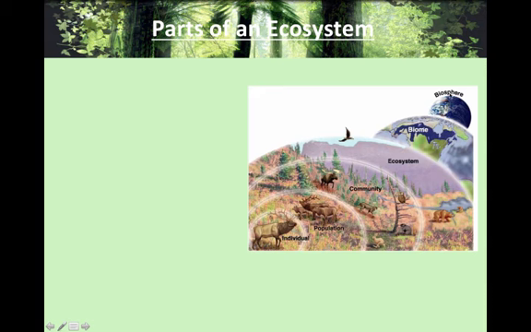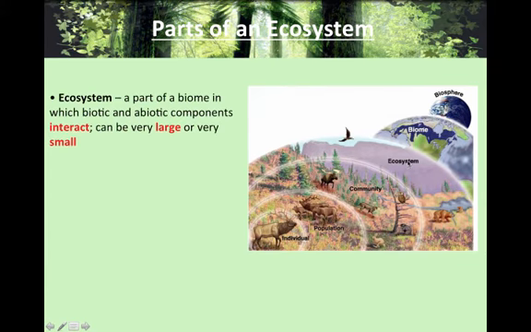Okay, now that we've talked about biosphere and biome, we need to break down the term ecosystem. So ecosystem is just a part of the biome where abiotic and biotic components interact. Now again, this can be a very large or a very small area. And biomes will contain many different types of ecosystems.